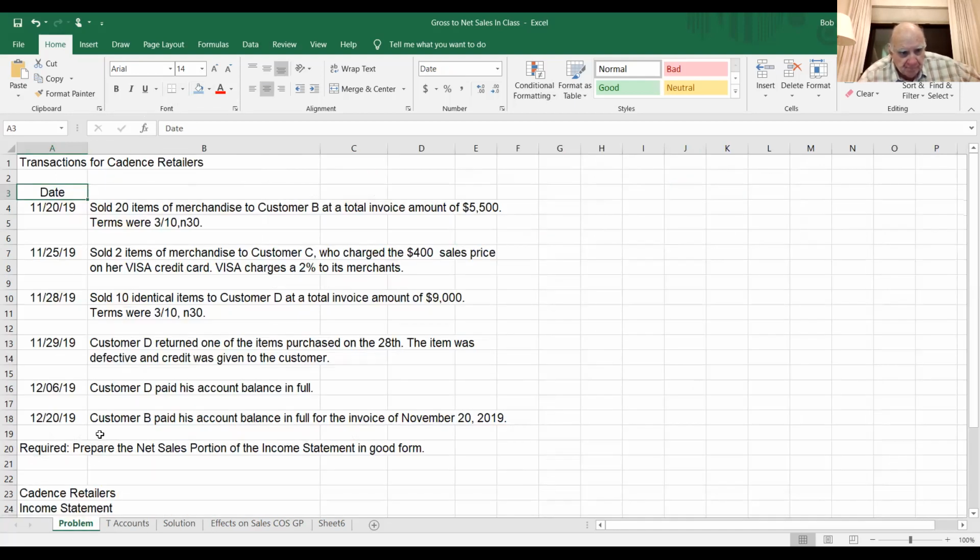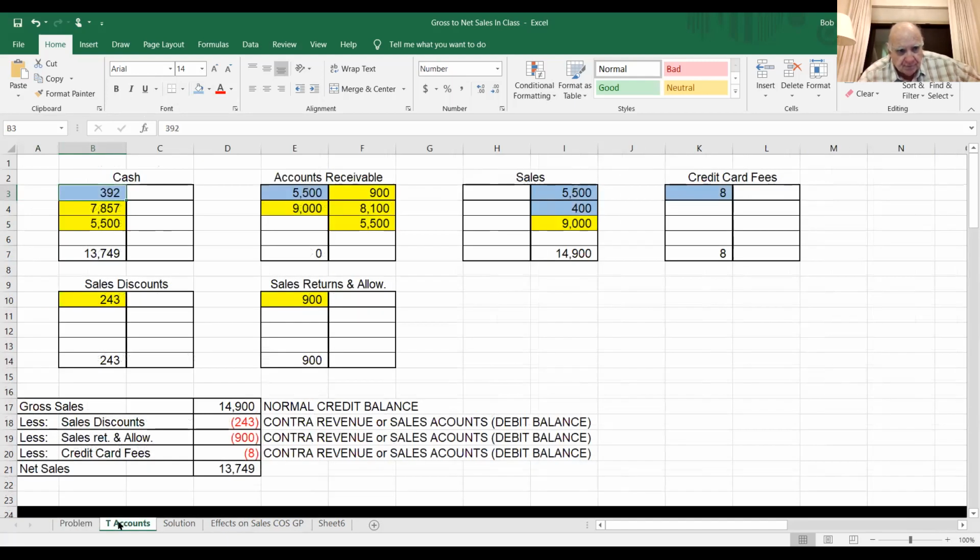Quickly go through the last couple. Sold 10 items for $9,000. 10 items at 900. So the sale was 9,000, and they owe us $9,000 at that point. Okay. What's the next transaction?